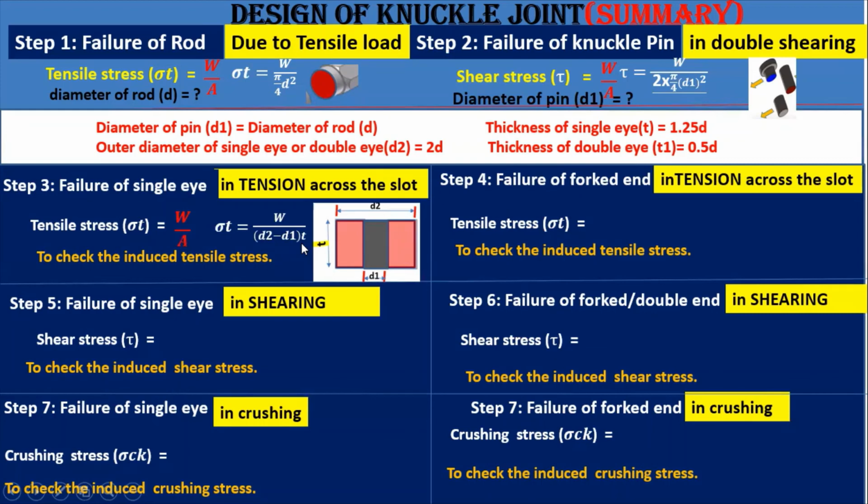Same thing will be the failure, but here we just have to check the induced tensile stress. Here also, in the double eye, you can see load upon area, but here 2 into D2 minus D1 into T1. Here also we have to find the induced tensile stress.